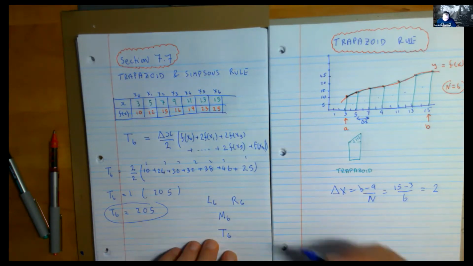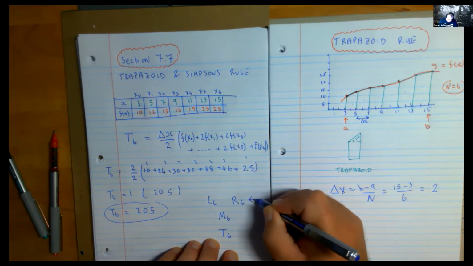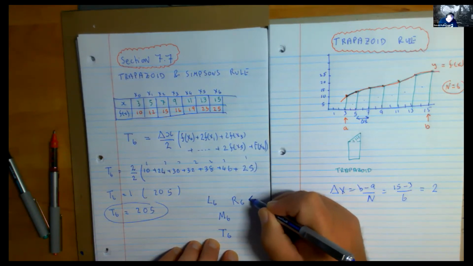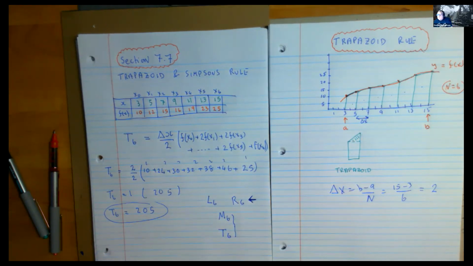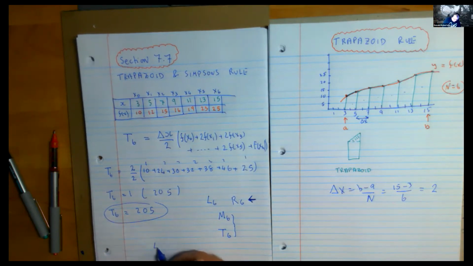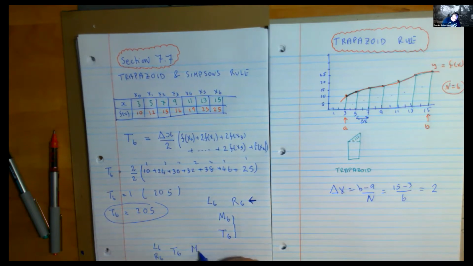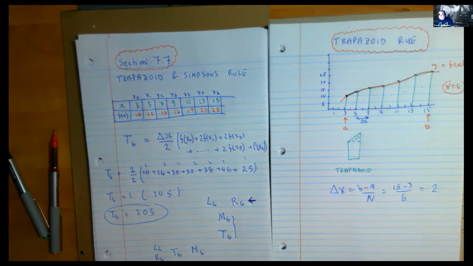The worst case scenario are these guys. These guys do not give a very good answer for whatever number of strips. You might wonder, between these two guys, which one tends to do a better job? And you might think that it's a trapezoid, but it's not. L6 and R6 are the worst. T6 is a little bit better, at least it's better than them. But midpoint 6 is better than everybody.